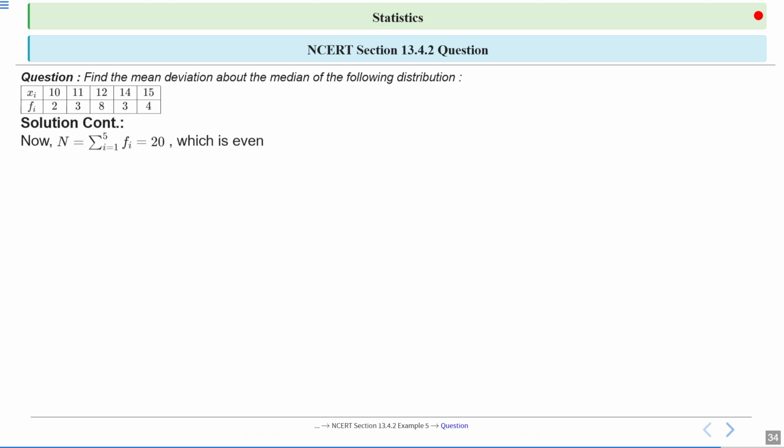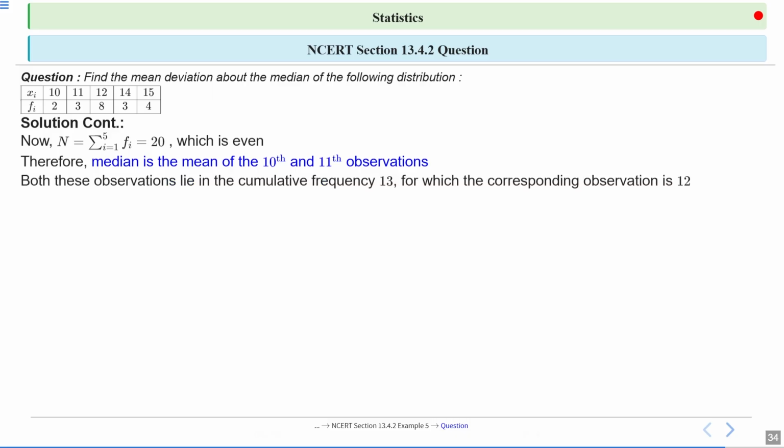Now n equal to summation i equal to 1 to 5 f_i, this is equal to 20, which is even. Therefore the median is the mean of the 10th and 11th observations. Both the 10th and 11th observations fall within the cumulative frequency of 13, which means both are the value of 12. Therefore median m is 10th observation plus 11th observation upon 2, and this is equal to 12 plus 12 upon 2 is equal to 12.